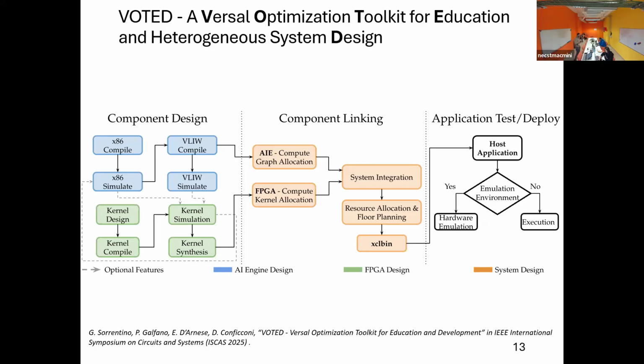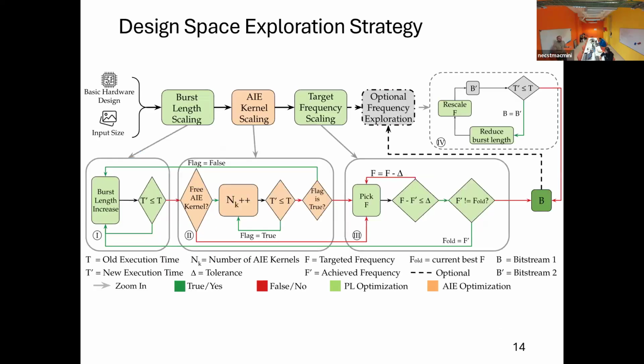Just from this picture, it's clear that we need to care about a lot of different parameters, which may be related to the AI engines or the FPGA. Therefore, we also devised a design-space exploration strategy that allows to algorithmically define optimal designs by scaling parameters from both FPGAs and GPUs.